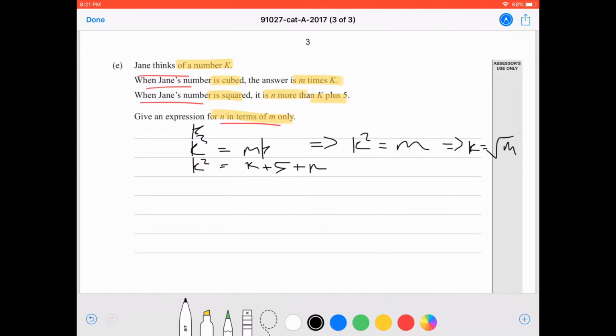Okay, so here are two more equations that might help us. Now looking at k squared equals k plus 5 plus n, and keeping in mind that we just said we're trying to eliminate k, we now have values for k squared and k. So k squared, we can just say m equals, and instead of k we say root m plus 5 plus n.